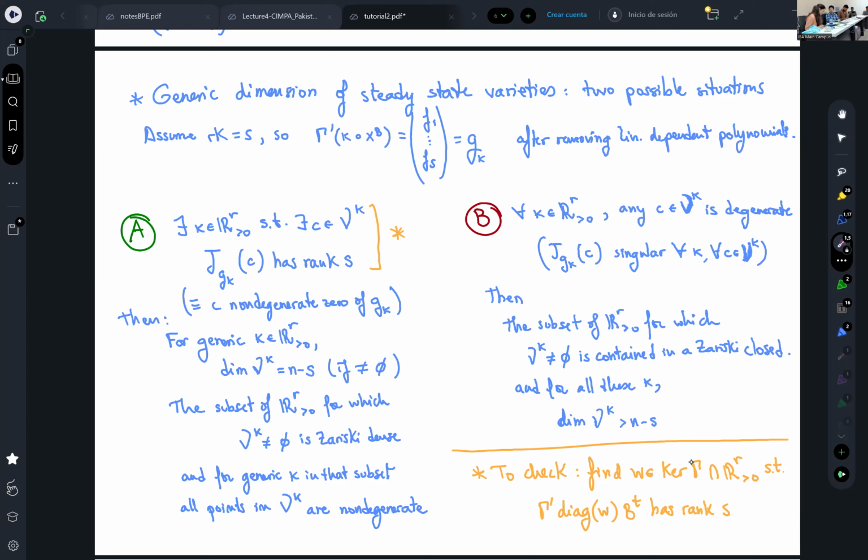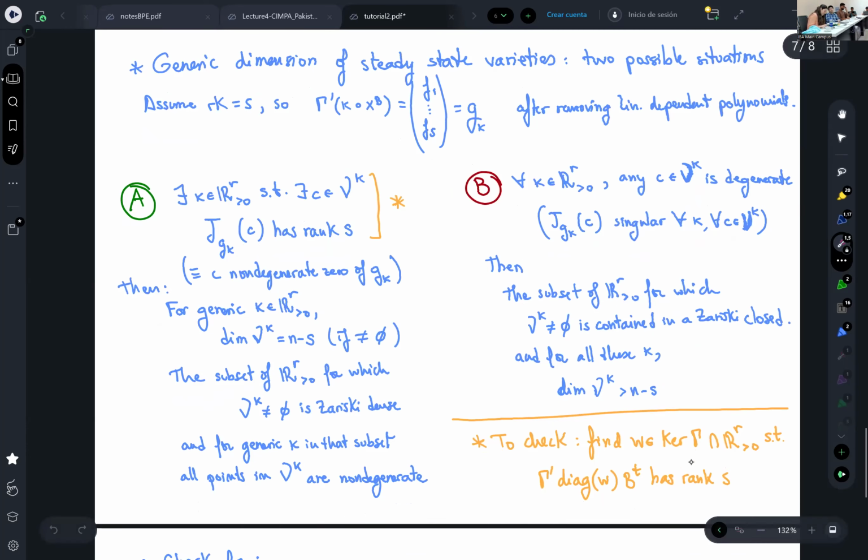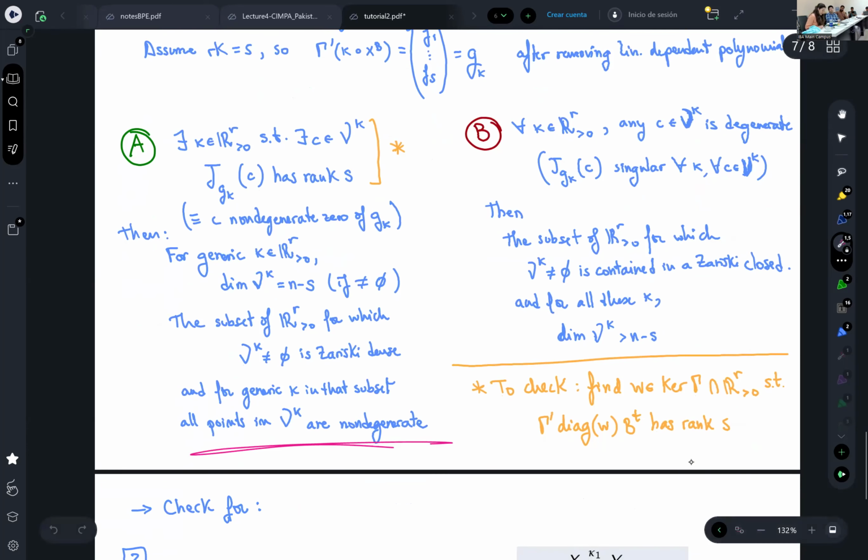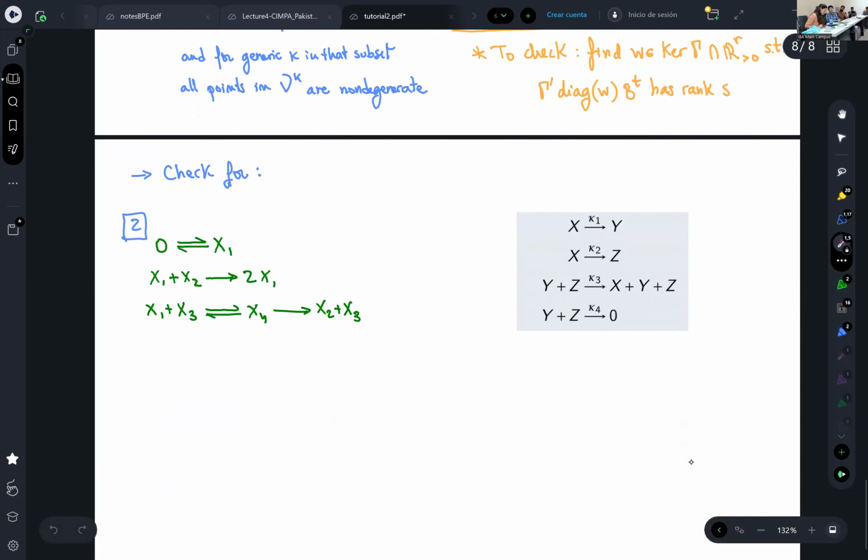And then the good thing with this is that I can check by only checking this. And to check this, all we need to do is find a vector, just as before, in the intersection of the kernel of gamma with the positive orthant such that this matrix has maximal rank. If this is possible, then we are in this scenario. Otherwise, we are in this scenario. And then I propose that you try this check for these two networks.